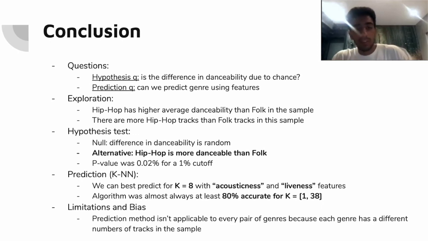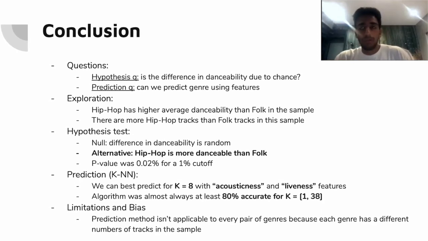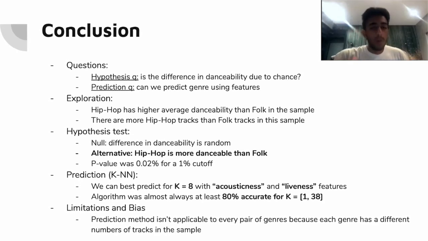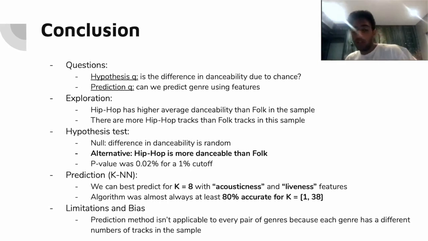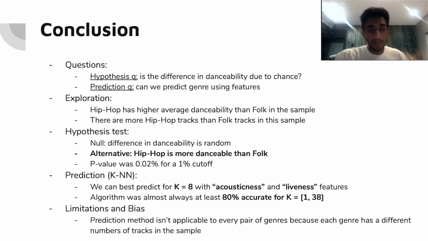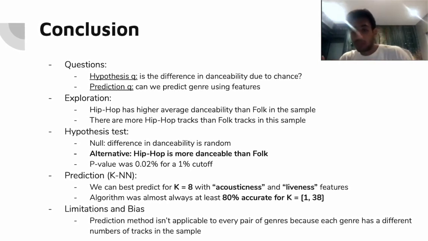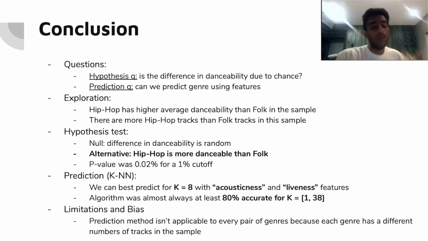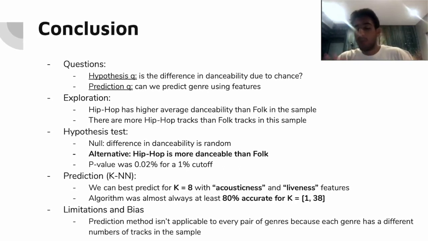After having decided to use k-nearest neighbors for prediction, for the reasons outlined previously, we were pleased with the success rate of our algorithm, as no matter the random sample, and with a reasonable amount of neighbors, the algorithm was almost always around 80% accurate for k from 1 to 38.